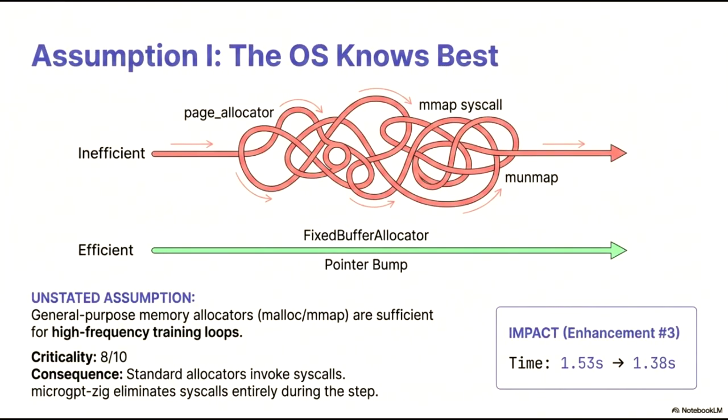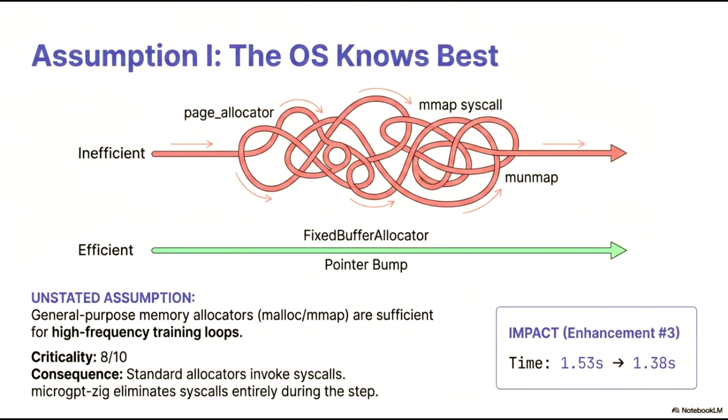Let's examine the first assumption often made in systems programming, the idea that the OS knows best. Traditionally, when we need memory, we rely on the operating system's general-purpose allocators. As illustrated by the tangled red path, this process is inherently inefficient for high-performance needs. Each request triggers a sequence of complex events, from page allocation to mmap and munmap system calls, which introduce significant latency. This stems from an unstated assumption that standard tools are sufficient for high-frequency training loops. With a criticality rating of 8 out of 10, the consequence is clear. Standard allocators frequently invoke costly syscalls.